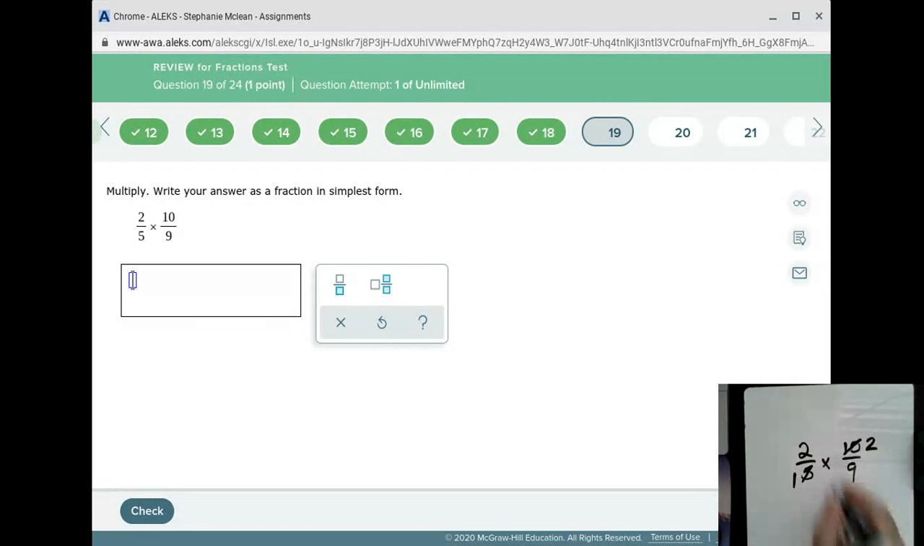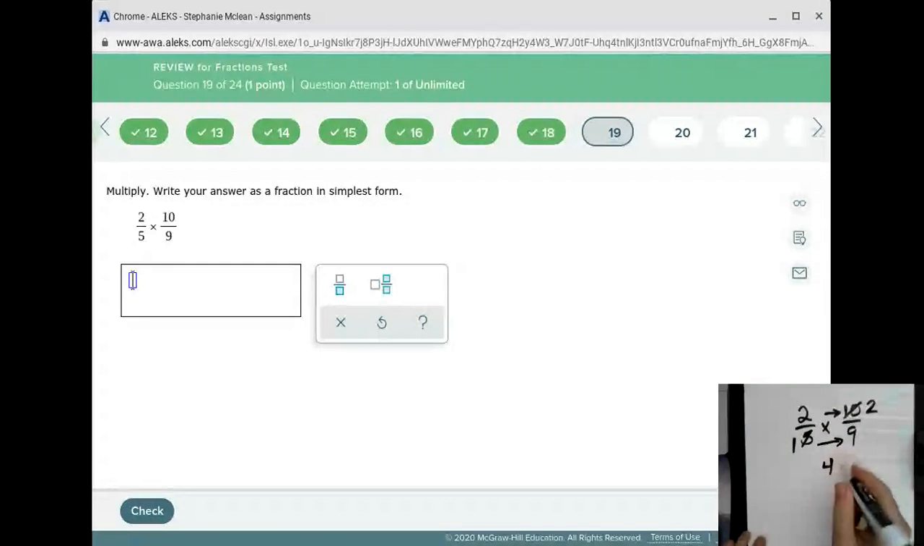And then I'm going to multiply straight across. So 2 times 2 is 4. And then 1 times 9 is 9. So I get 4/9. 4 and 9 do not have anything in common, so that's my answer.